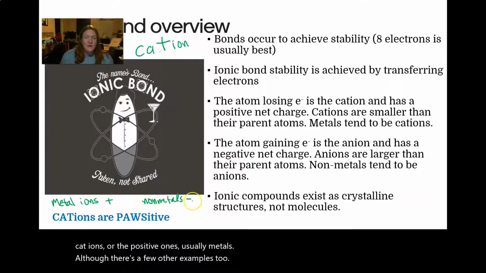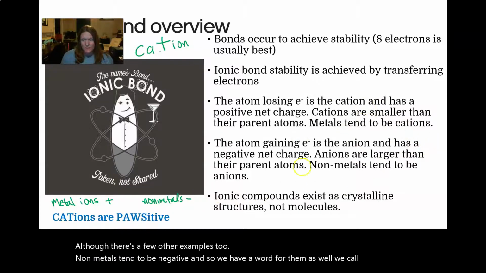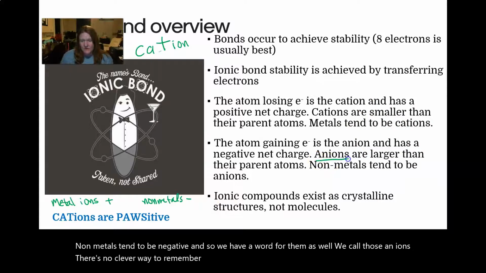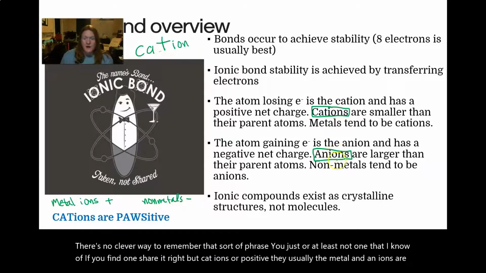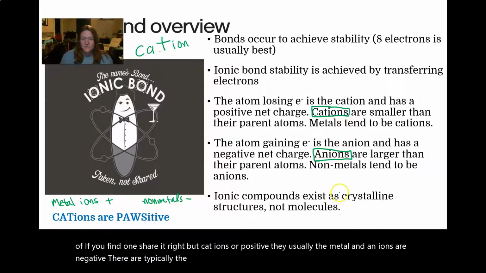Nonmetals tend to be negative, and we have a word for them as well. We call those anions. There's no clever way to remember that, or at least not one that I know of. If you find one, share it. All right, but cations are positive, usually the metal, and anions are negative, typically the nonmetal.